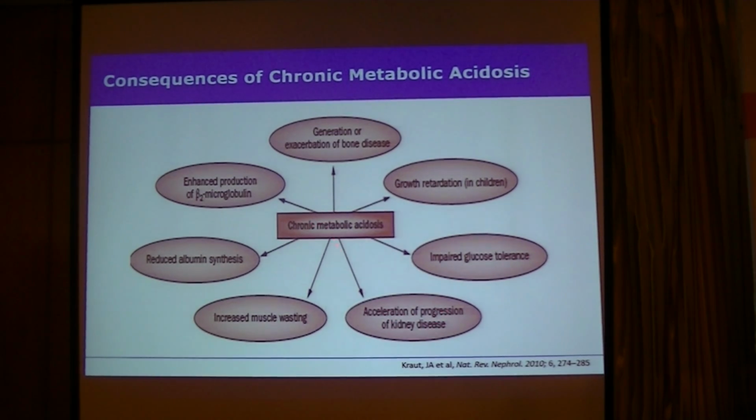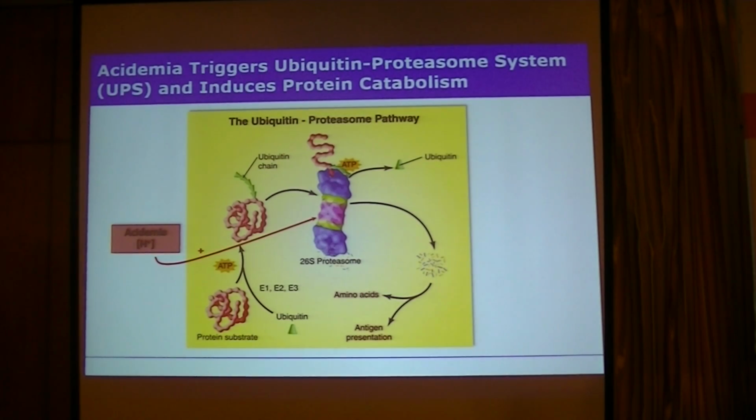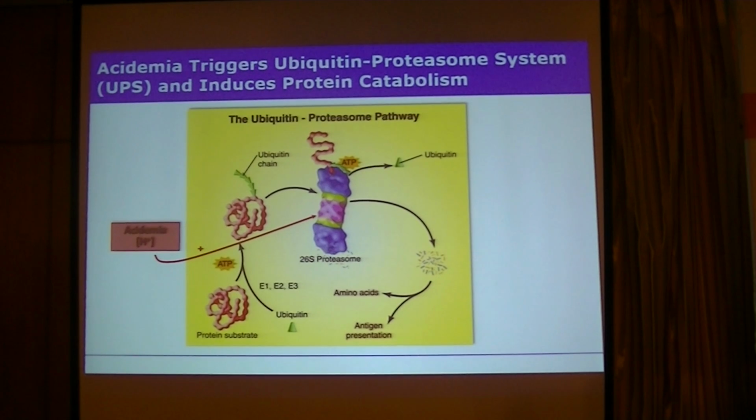So now there is a lot of proof showing that chronic metabolic acidosis is part of the game in the progression of kidney disease. It's of course affecting the muscle, it's affecting albumin synthesis, it's affecting the production of beta-2 microglobulin. So this is just a summary of what acidosis is doing in the kidney disease patient. So why keep this acidosis there? And let's concentrate on one aspect, which is the more interesting one.